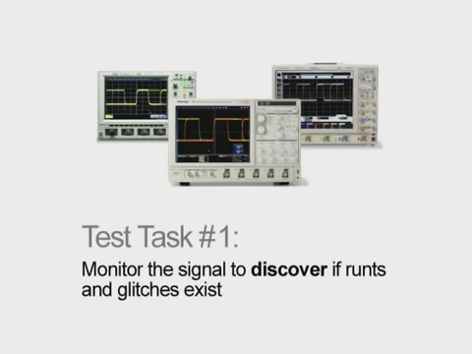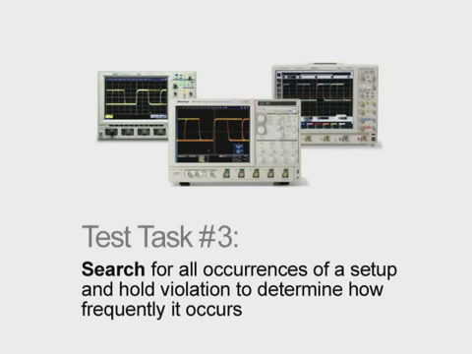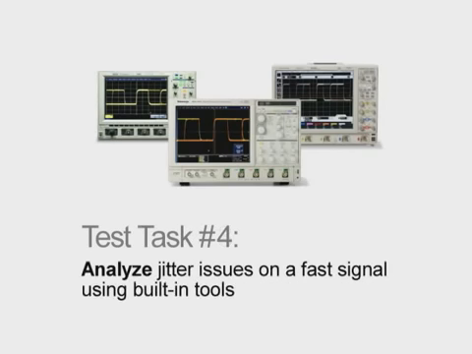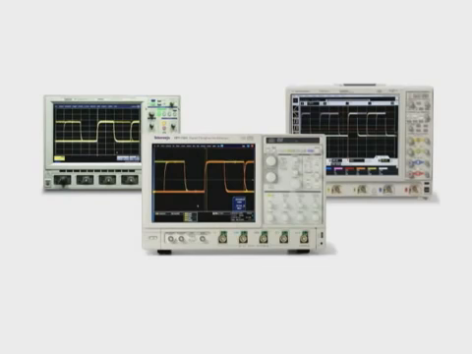1. Monitor the signal to discover if runts and glitches exist. 2. Capture the runt. 3. Search for all occurrences of a setup and hold violation to determine how frequently it occurs. And 4. Analyze jitter issues on a fast signal with built-in tools. Let's find out how each scope performs in addressing these tasks.